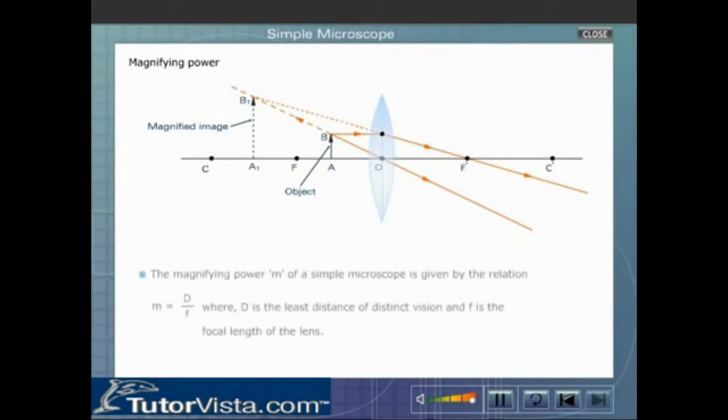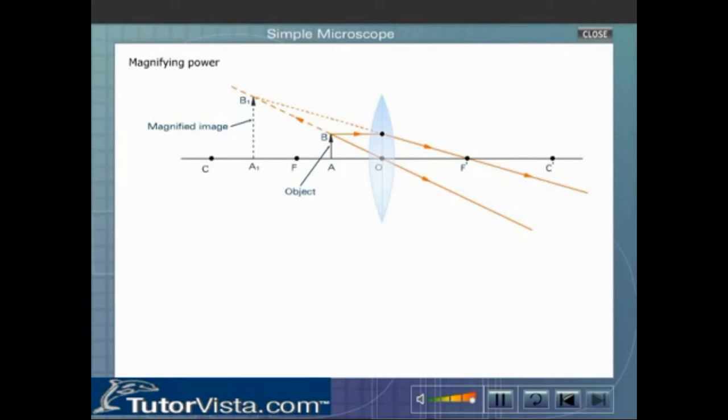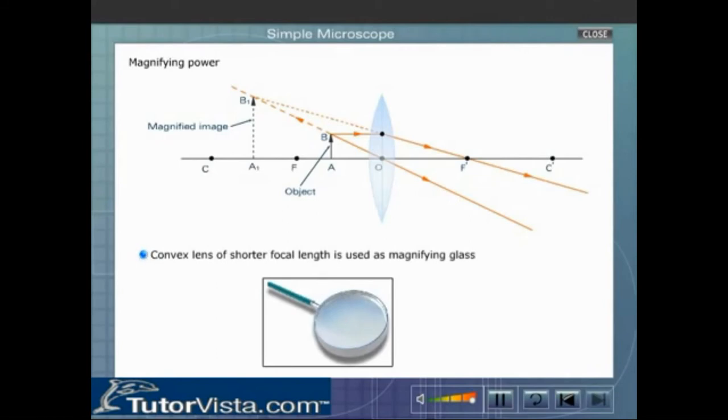Magnifying power. The magnifying power M of a simple microscope is given by the relation M is equal to D by F, where D is the least distance of distinct vision and F is the focal length of the lens. From this equation, it is obvious that to increase the magnifying power of a simple microscope or magnifying glass, the focal length of the convex lens should be made as small as possible. Therefore, a convex lens of shorter focal length is used as a magnifying glass, that is, shorter the focal length, larger the magnifying power. However, the maximum magnifying power a convex lens can have is about 5.